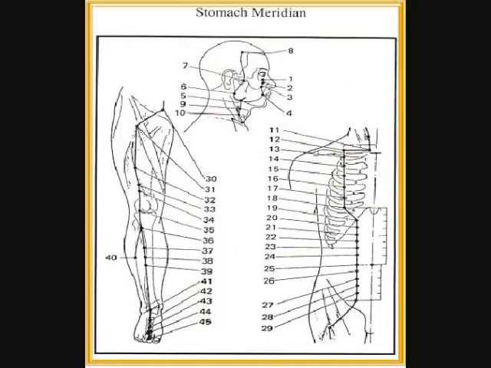Stomach 42. At the highest point of the dorsum, in the depression between the second and third metatarsal bones at the cuneiform bone. Stomach 43. In the depression distal to the junction of the second and third metatarsal bones. Stomach 44. Proximal to the web margins between the second and third toes, in the depression distal and lateral to the second metatarsodigital joint. Stomach 45. On the lateral side of the second toe, 0.1 cun posterior to the corner of the nail.